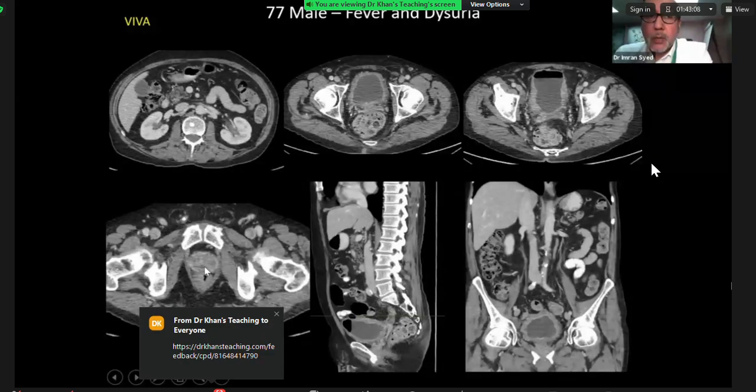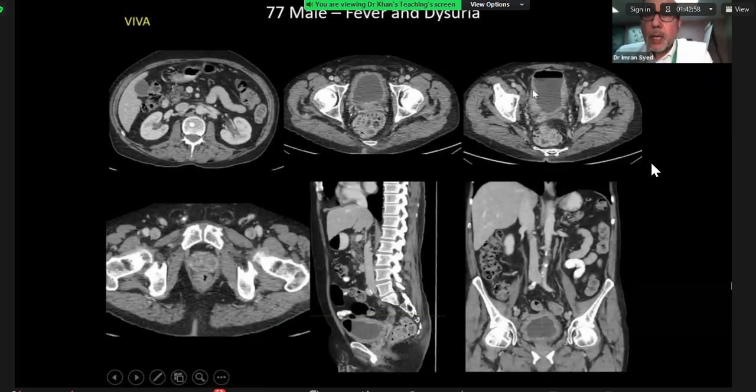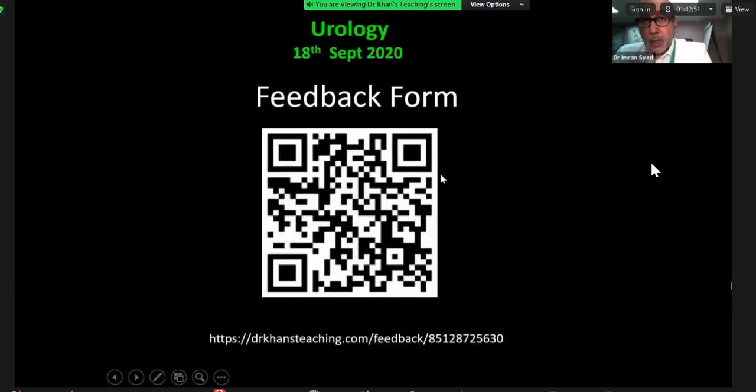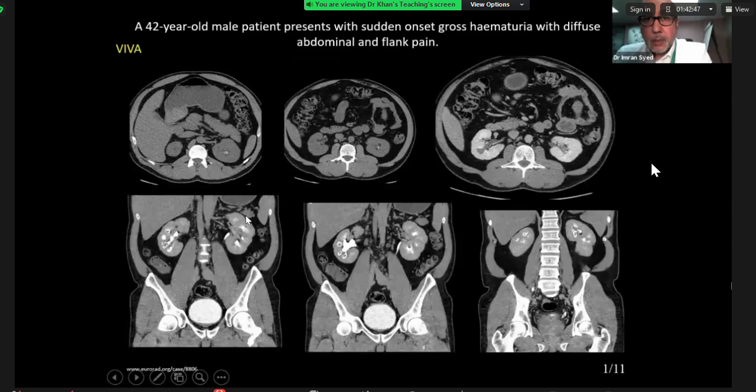And this may well turn out to be, at the very least, a prostatitis, but at the worst, it could be a prostatic abscess related to an inflammatory process related to a trabeculated thick-walled bladder. Okay. Please remember to feed back on a regular basis. So that was there as a reminder to all of you. Now, we're going to go on to our next case.